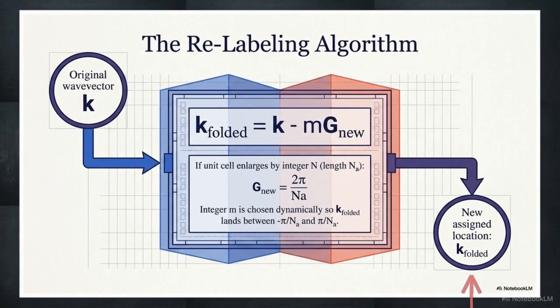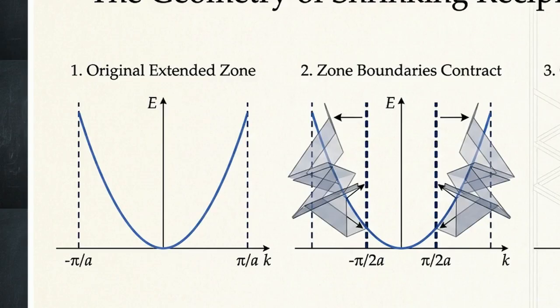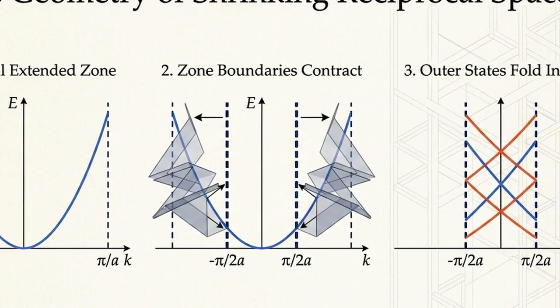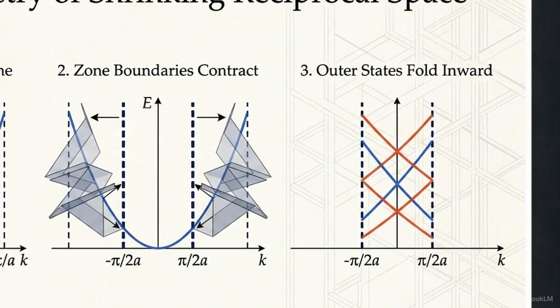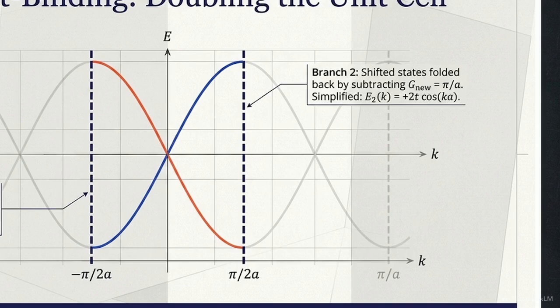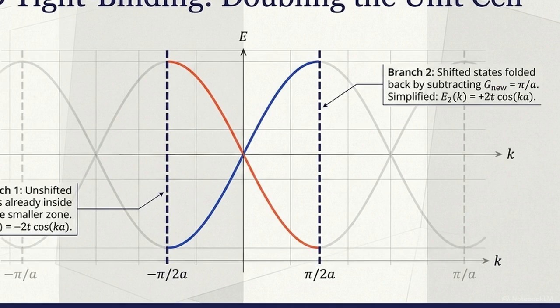the newly restricted zone. We can observe this mechanical process by shrinking the Brillouin zone boundaries on a standard parabolic dispersion curve. States that suddenly fall outside the new, contracted boundaries are physically folded back inward. They reflect across the new limit, populating the smaller reciprocal zone. The mathematical operation behind this fold involves shifting the original states by subtracting the new reciprocal lattice vector, G nu. This results in the original unshifted band, the blue curve, coexisting with the new folded branch.